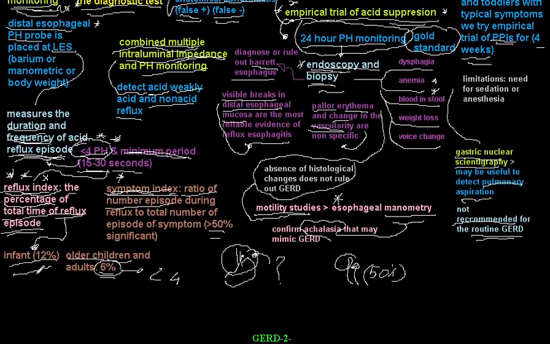It is normal to have 12% reflux episodes in 24 hours in infants. Okay, so it is normal to have 20% of the 24 hours with reflux episodes in infants, but in older children it is only normal to have 6%.